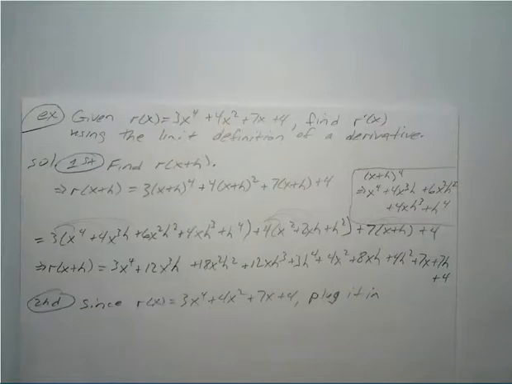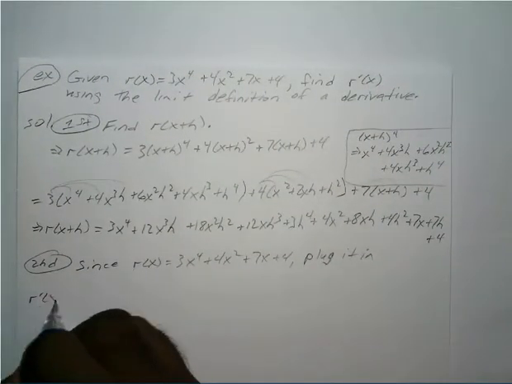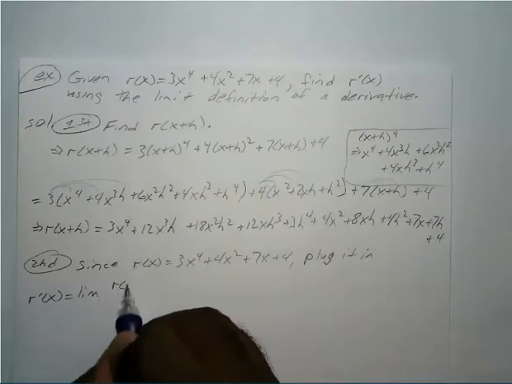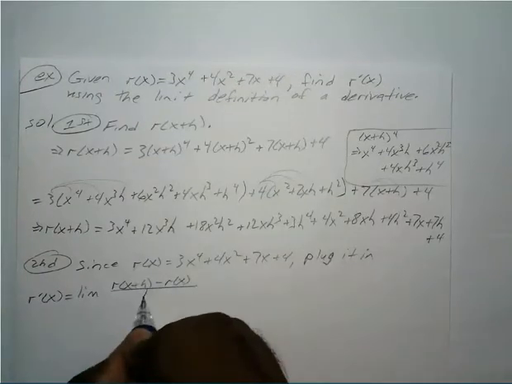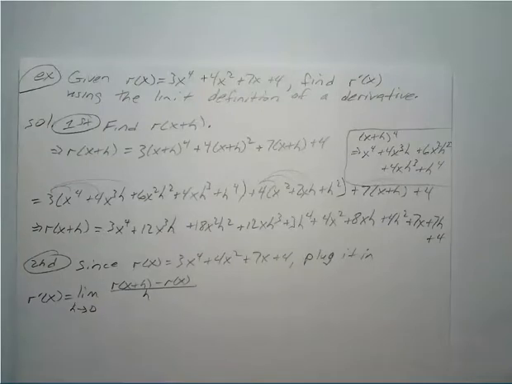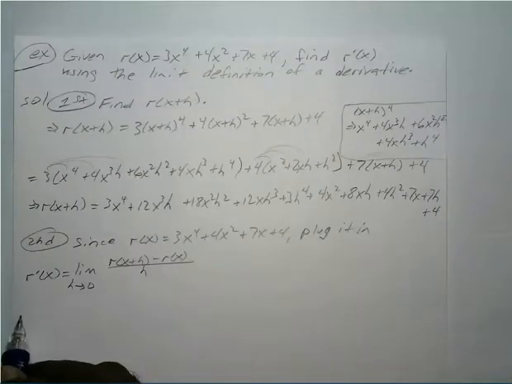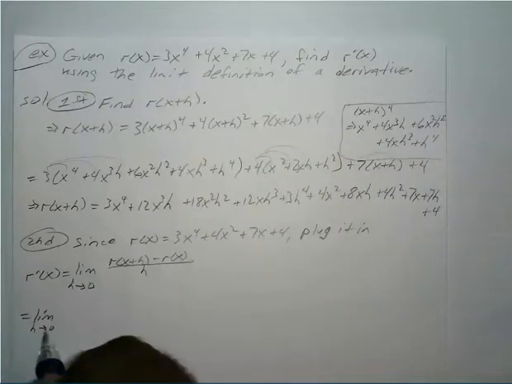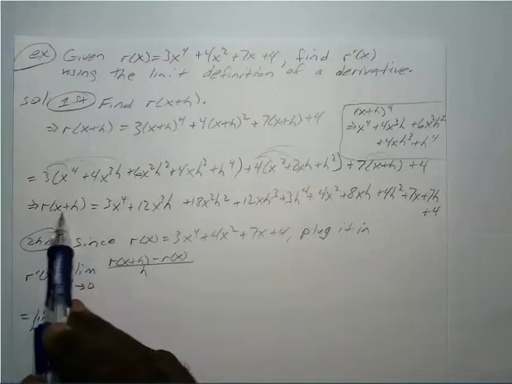Alright, so using our formula, r prime of x is equal to the limit of r of x plus h minus r of x all over h as h approaches 0. So we go ahead and plug it in. And again, you might want to move it all the way over to the left. So it's the limit as h approaches 0. R of x plus h, remember that's all of this.